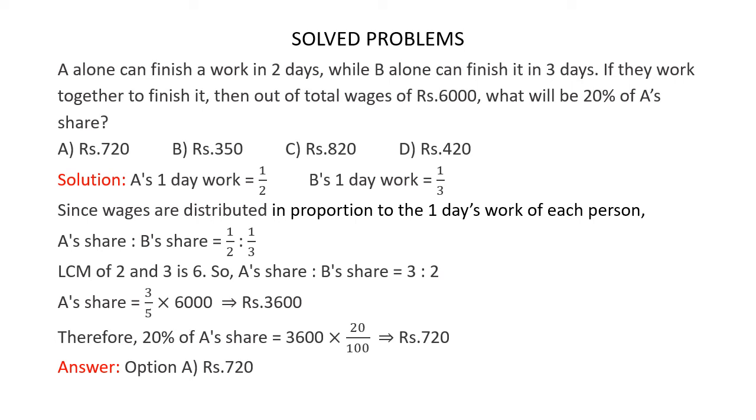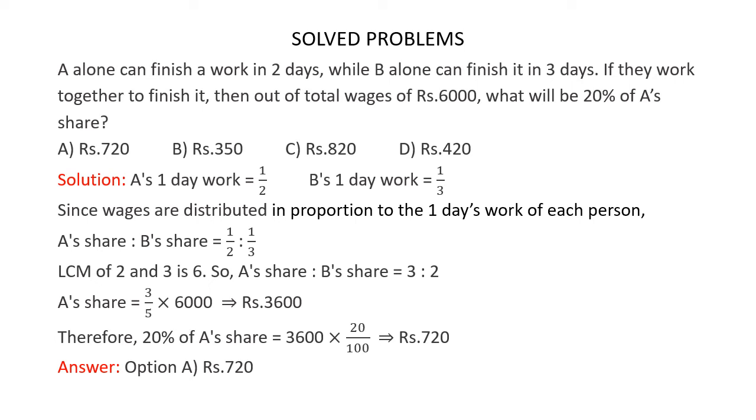Now here we are asked to find what is 20% of A's share. Now the sum of these two terms of the ratio is 3 plus 2, that is 5. Now here A's share is 3 and it's given that the total wages is rupees 6,000. So A's share is equal to 3 by 5 multiplied by 6,000, which is rupees 3,600. We are asked to find what is 20% of A's share.